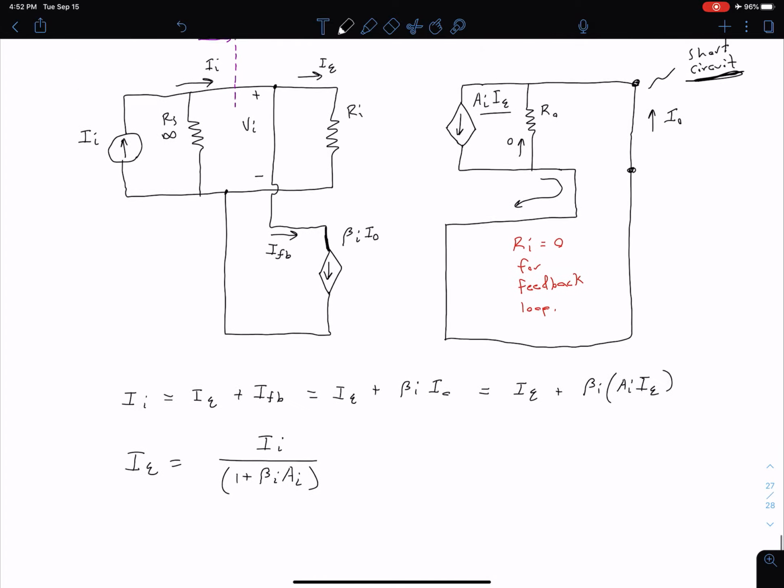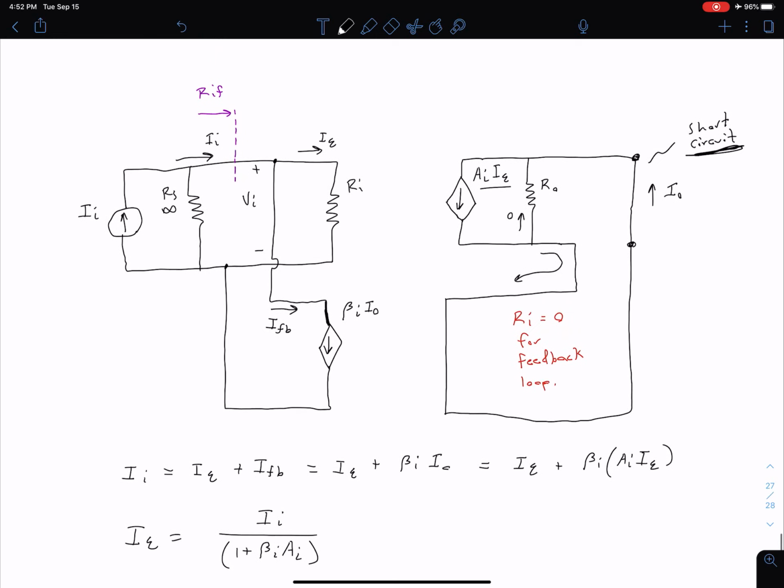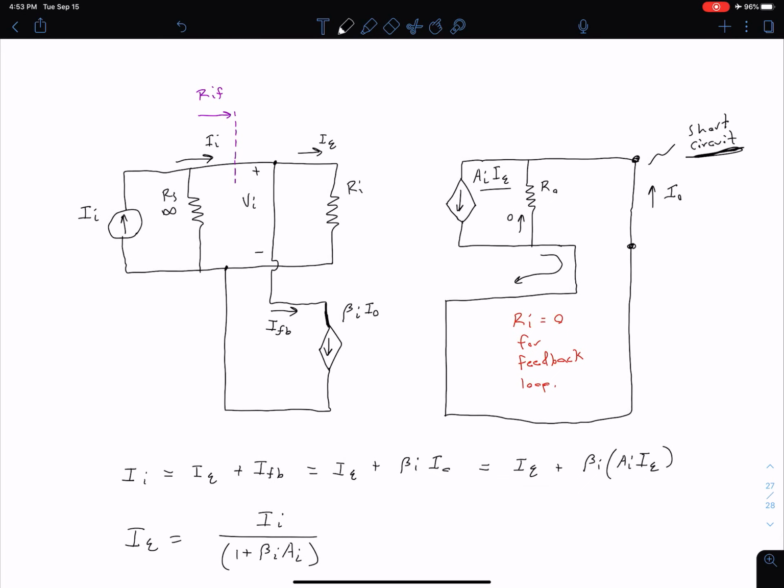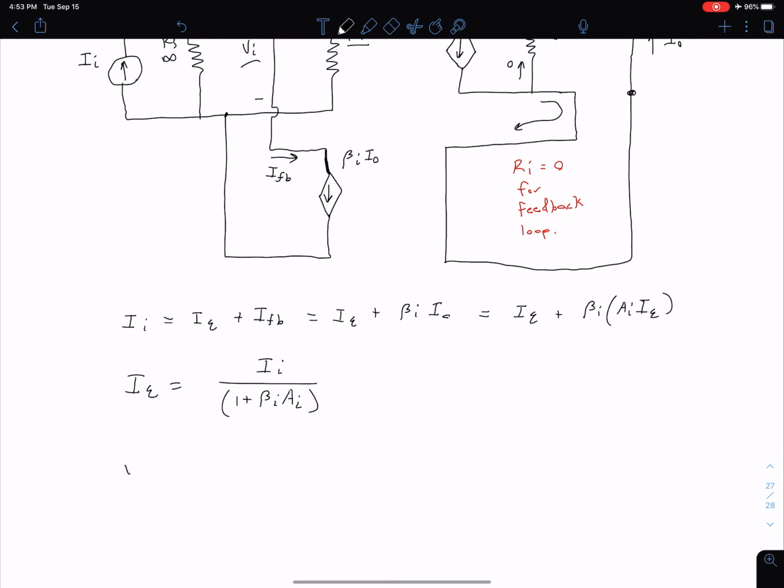Okay, so now that we know this I_epsilon, we can use that I_epsilon to figure out the value for this V_I, our input voltage. And we can do that by saying our input voltage is just I_epsilon times this R_i right here. So let's say our V_I is equal to I_epsilon times R_i. So that's just going to be equal to R_i divided by that quantity 1 plus beta_I times A_I.